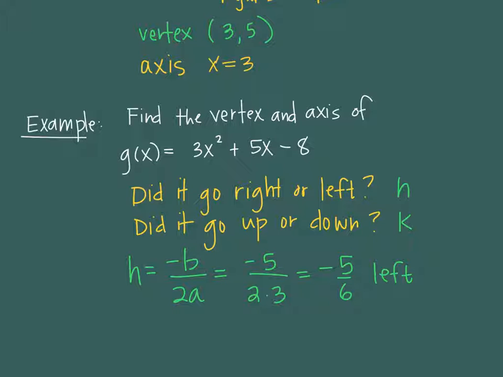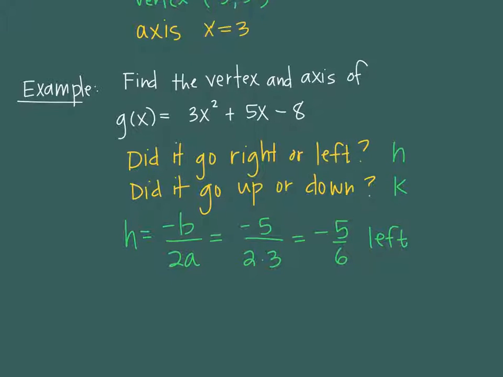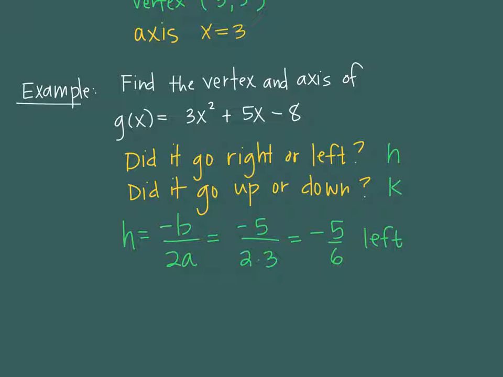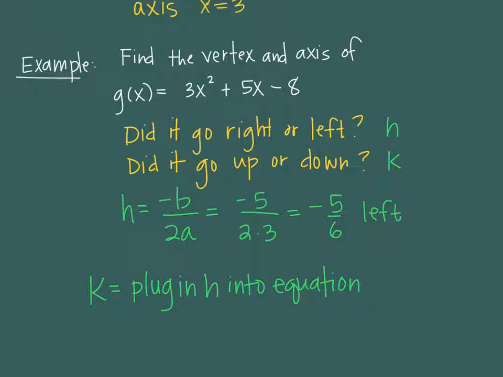Okay, the k value is going to tell us if it went up or down. So how do we get k? There's not a special formula for k. To get k, you're going to plug in h. You're going to plug it into the parabola equation. So you're going to take whatever you got for h, and you're going to plug it back in.